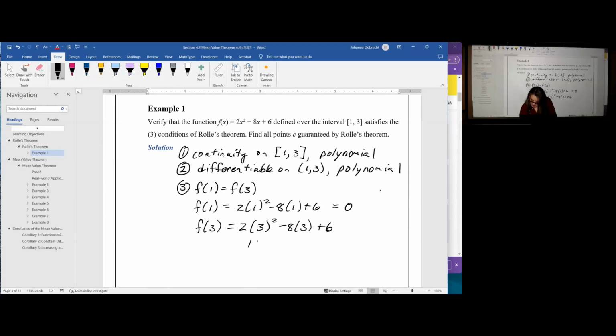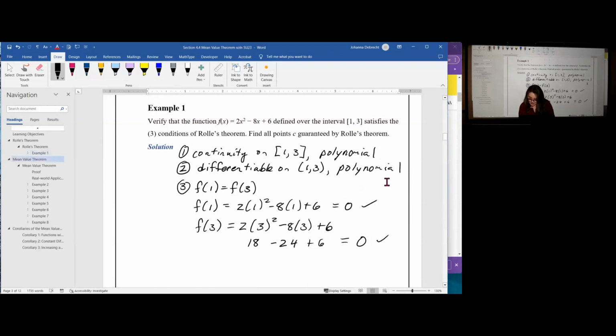This gives me 18 minus 24 plus 6, which is also equal to 0. Therefore, the third condition is met. This guarantees by Rolle's theorem that there is a point between 1 and 3 where the slope of the tangent line, the derivative, is 0. Let's go ahead and see if we can find it now.